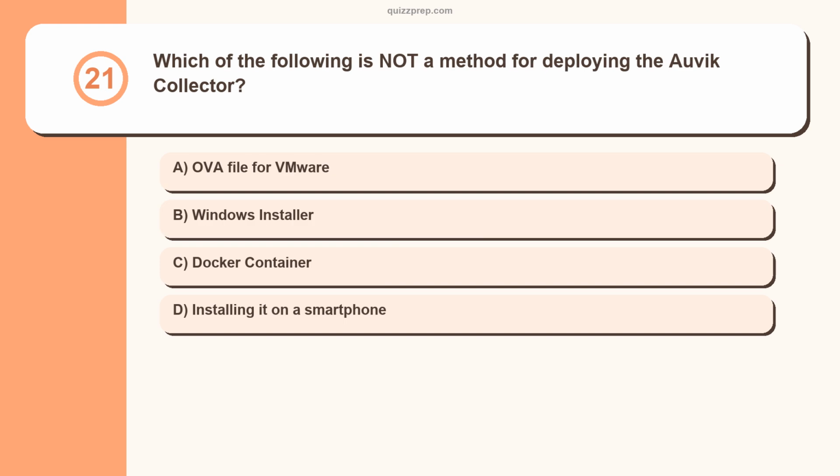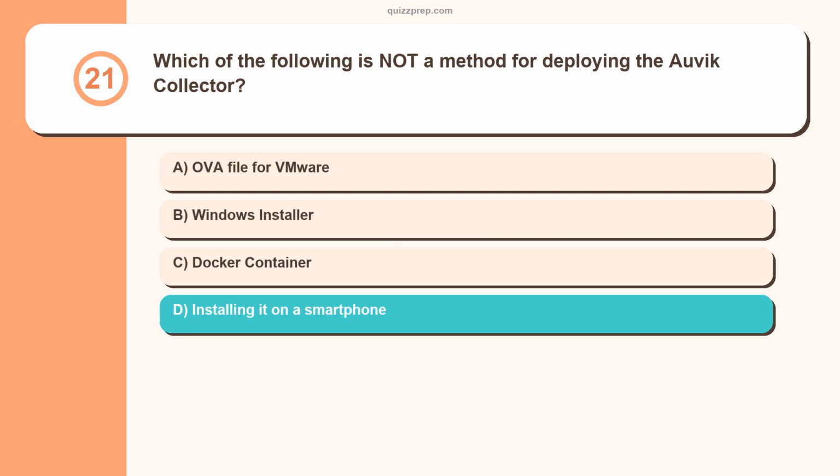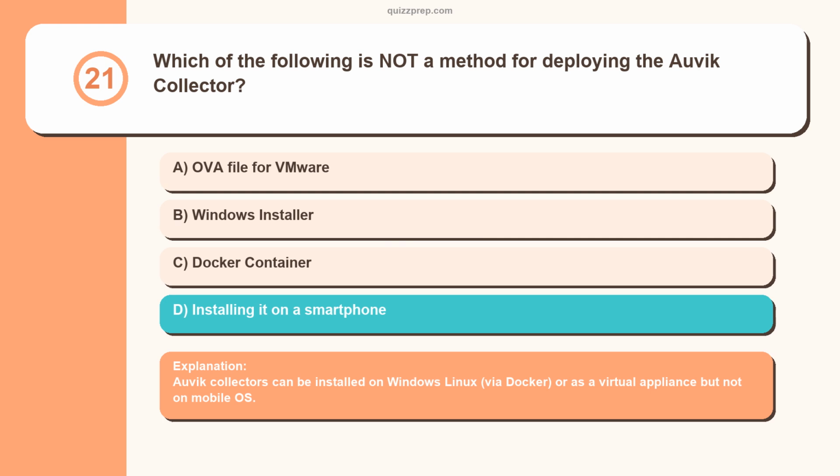Question 21. Which of the following is not a method for deploying the Auvik collector? OVA file for VMware. Windows installer. Docker container. Installing it on a smartphone. Auvik collectors can be installed on Windows, Linux, via Docker, or as a virtual appliance, but not on a mobile OS.